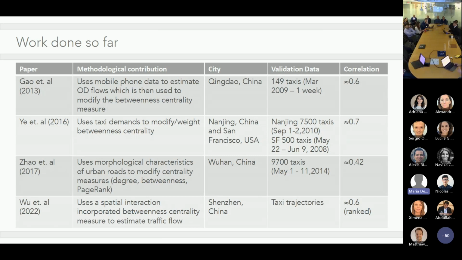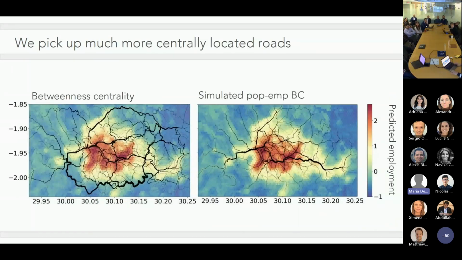And the correlation, as you can see, is fairly high. But one thing I would like to point out is that most of these papers focus on one or at the most two cities at a time. So it's very focused on that particular city.